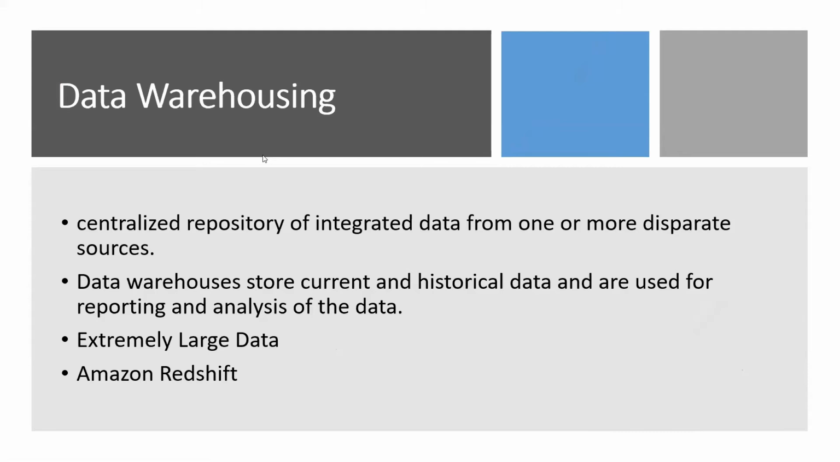Then we have another type of architecture which we normally see in databases, that is called warehousing, which is basically a centralized repository for data from one or more disparate sources, where you can dump a lot of data, extremely large data. You can use data warehouse services for those. You can store current and historical data. You normally use it for reporting and analysis purposes, but this would be extremely large data.